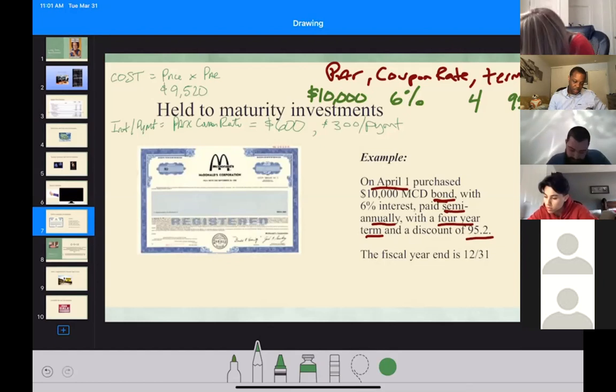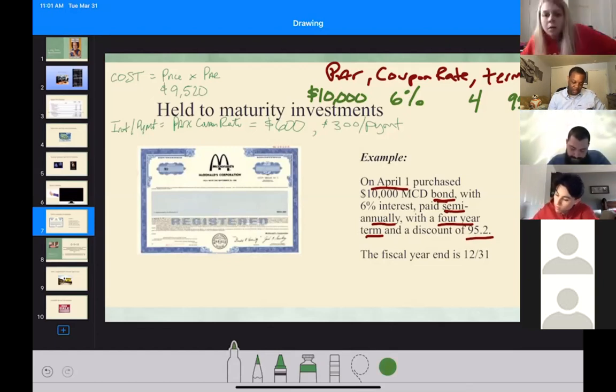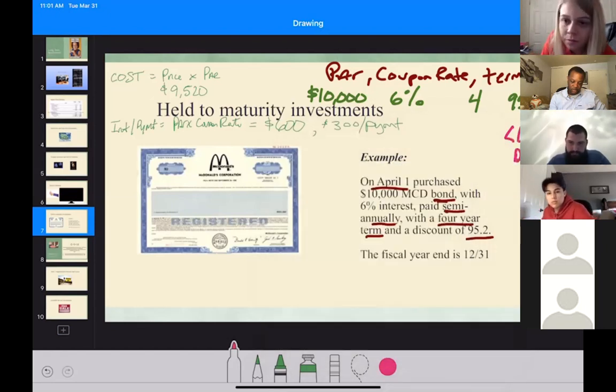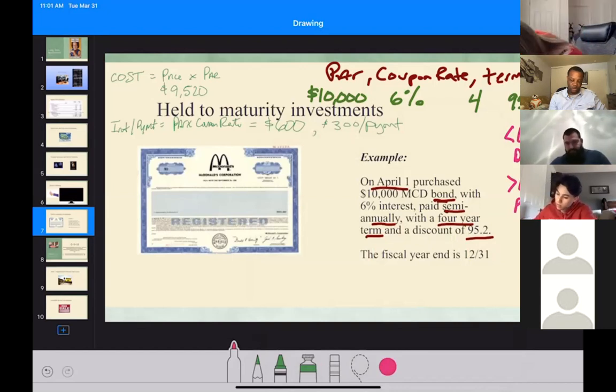All right, and then let's also figure out, so it's a discount. We know it's a discount because it's less than 100. Anytime the price is less than 100, it's a discount. If it was greater than 100, it would be a premium. So this is a discount because 95.2 is less than 100. So how much are we going to amortize of this discount every time we get paid?